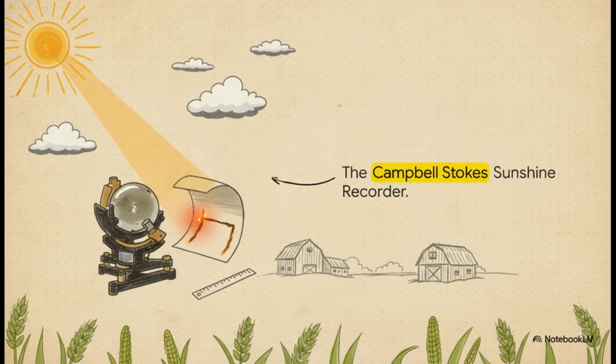As the sun shines, that focal point literally burns a continuous trace line into the paper. If a cloud happens to pass over, the burning stops. It's that simple. By the end of the day, we can just measure the length of those burn marks on the card to figure out the exact number of uninterrupted sunshine hours the farm got. It's a brilliantly simple, totally mechanical way to record solar duration.